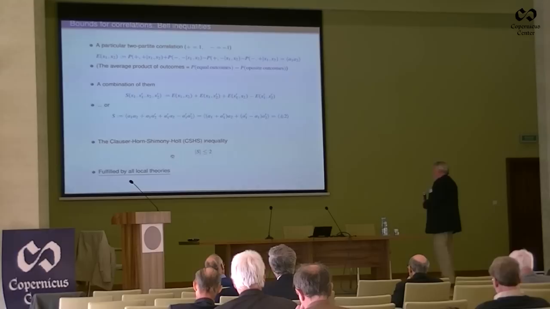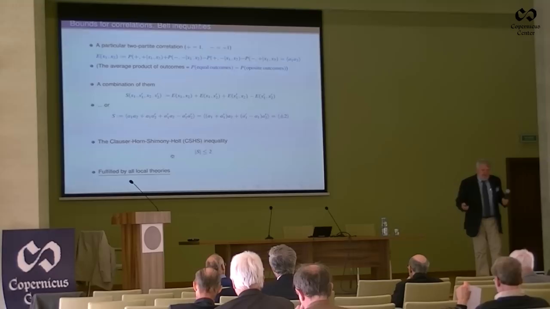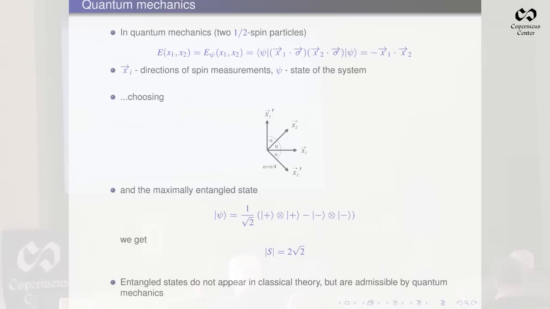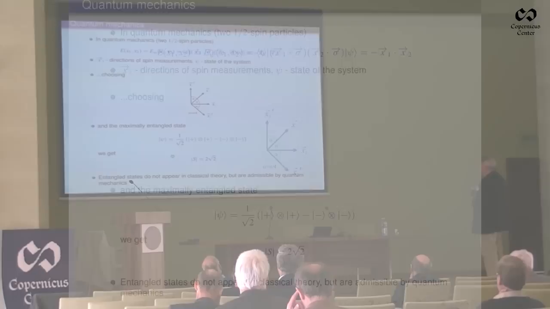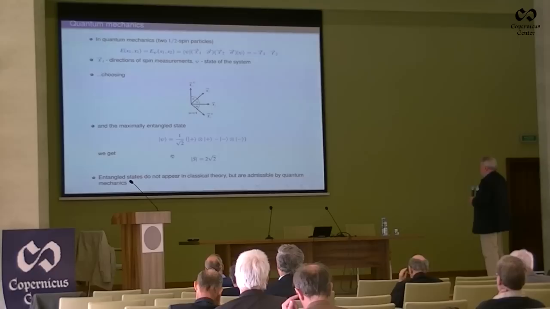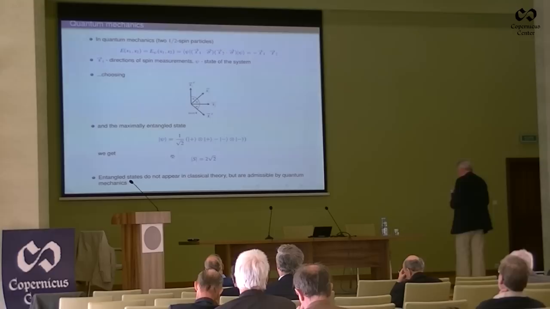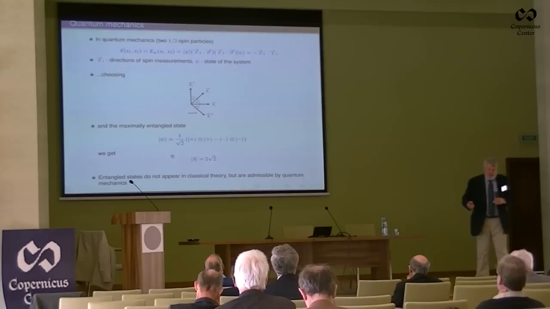So what does it mean? All hidden variable theories, all classical theories. But as you also probably know, in quantum mechanics the situation is not so simple, because if you analyze a very analogous, or maybe even the same, experiment from the point of view of quantum mechanics, with two spin one-half particles, then the correlation is simply the expectation value of the product of projections of spin on two axes, x1 and x2, which can be calculated according to the laws of quantum mechanics. This is minus the scalar product of these two unit vectors, which are parallel to the axes of projections. These are just the directions of spin measurements, and psi is the state of the system.